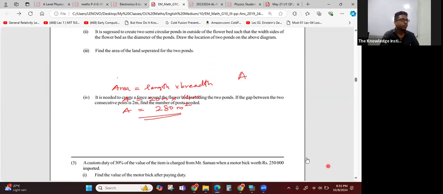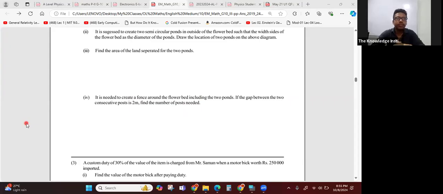Okay, so Roman number 2. It is suggested to create two semicircular ponds outside of the flower bed, such that the width sides of the flower bed are the diameter of the ponds. Draw the location of two ponds on the above diagram. Okay, so you have to draw in this diagram.